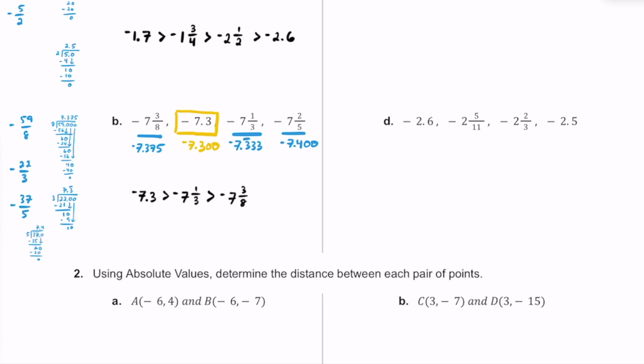That's a little bit smaller as well. And then finally we have this negative 7 2/5. This one is going to be the smallest one because it has the greatest absolute value. It's furthest to the left on the number line out of these 4 rational numbers.